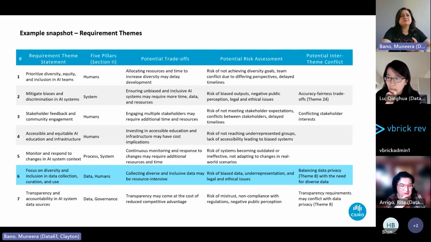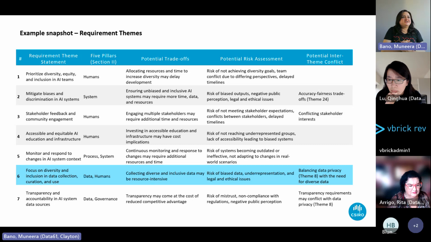Here is one snapshot example of requirement themes that I have selected. You can see I have highlighted number 6 just to give an example, focusing on diversity and inclusion in data collection, curation, and use. We have mapped the themes to the 5 pillars of our definition to show exactly where each falls. So data and humans is the pillar that this one corresponds to.